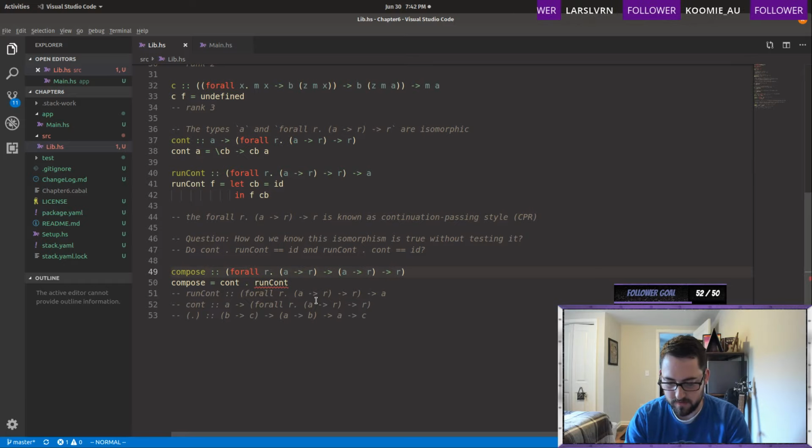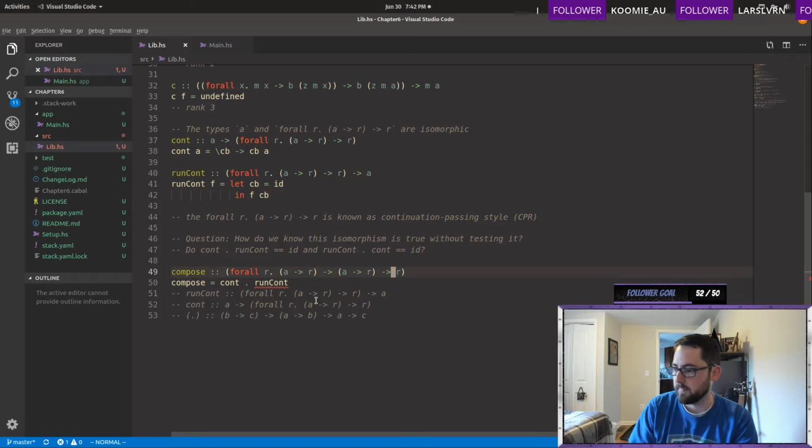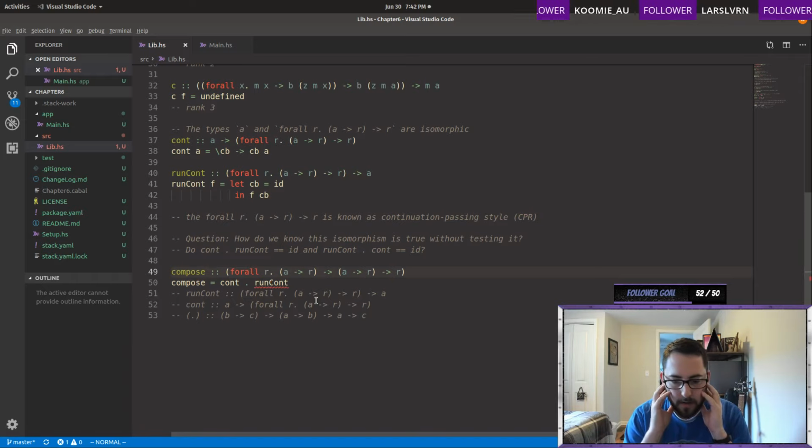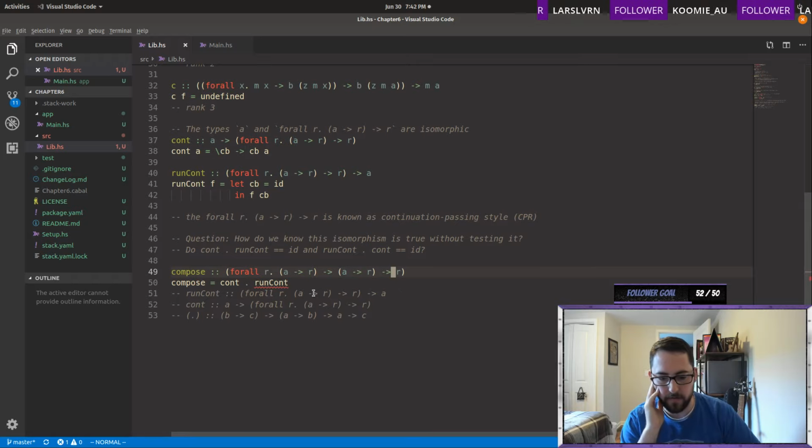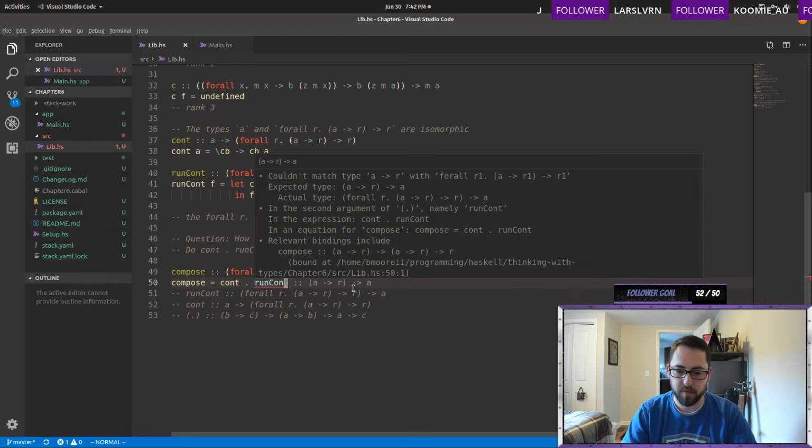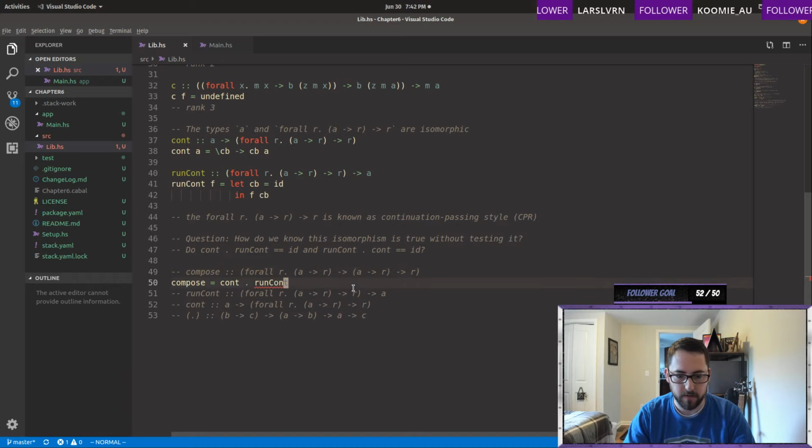I don't know how to do this. Looking at the types, however, it does look like we're gonna get A to A, which is id, so we're good to go. But I don't know how to actually write the type to make this thing compile. Does it compile the other way?